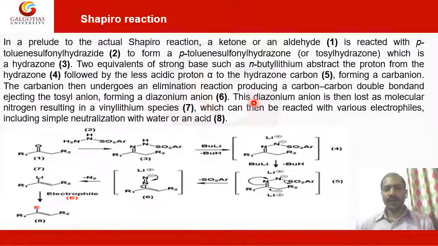diazonium anion. This diazonium anion is then lost as molecular nitrogen, resulting in a vinyl lithium species, which can then be reacted with various electrophiles, including simple neutralization with water or an acid. So these are the overall steps in the Shapiro reaction. This is the final product that is formed at the end of the reaction, as can be seen here.